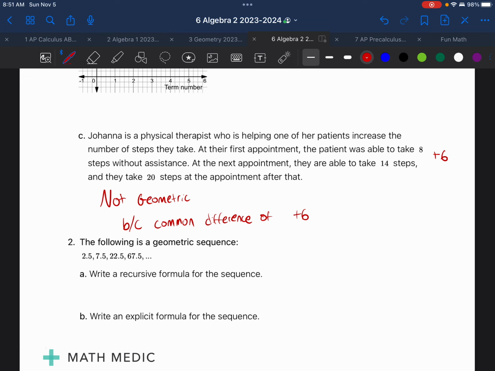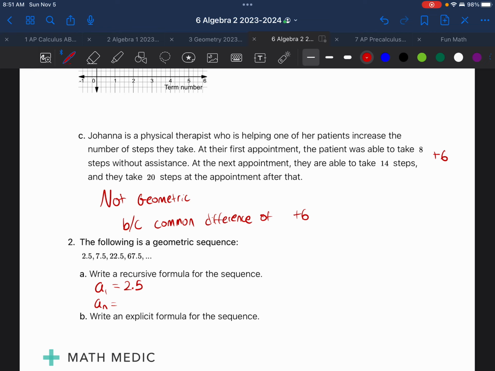All right, number 2. The following is a geometric sequence. It goes 2.5 to 7.5. Oh, there's decimals at every single step. Write a recursive formula. So a recursive formula has 2 parts. The first part is you need a starting term. The next part is we need our pattern. So the starting term is 2.5.